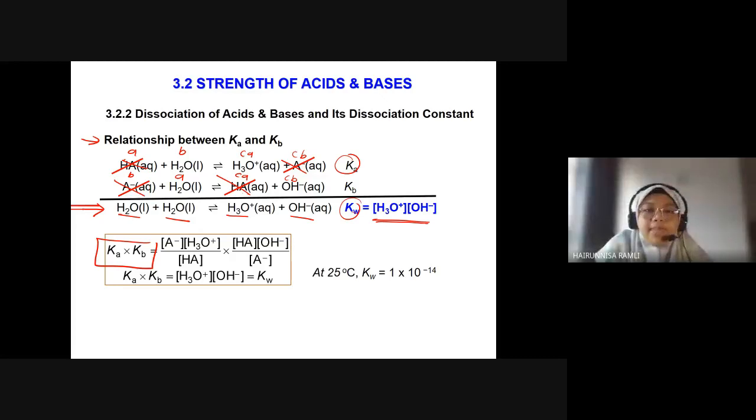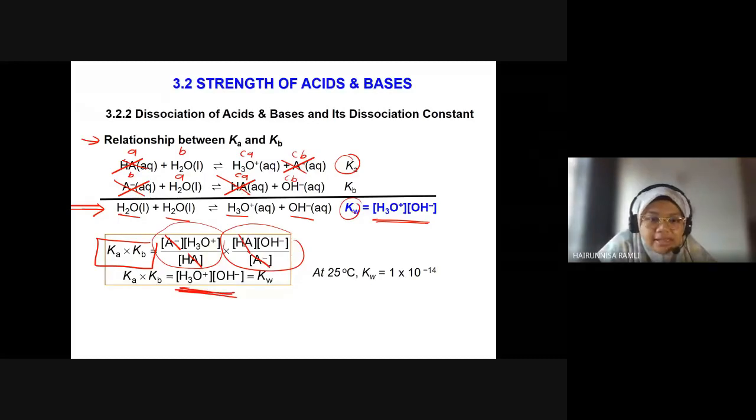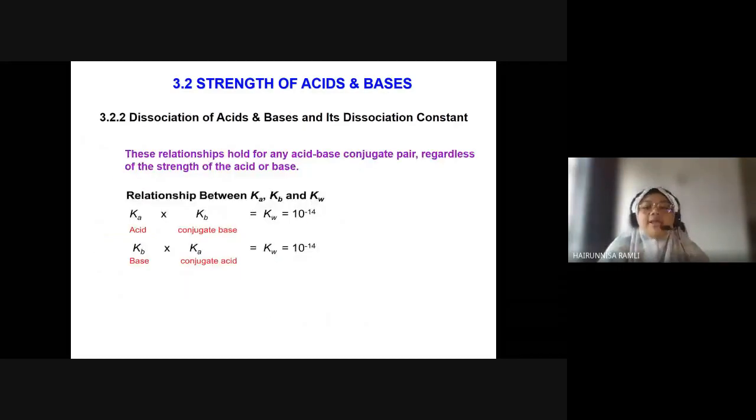Remember? This is what you learned in manipulating. If you add up the equations, the value of the K constant is the product. So here, earlier A minus, this is the expression for Ka, this is the expression for Kb. In the end you can cancel this one, HA can also be cancelled. So what remains is H3O plus times OH minus, which also equals Ka times Kb. So it means that now we know Ka times Kb equals Kw. This is the relationship.